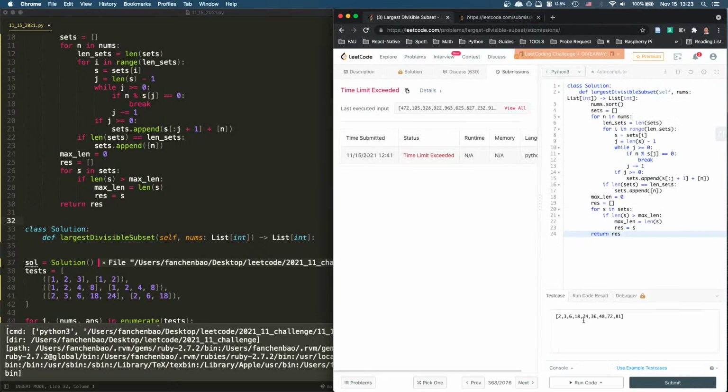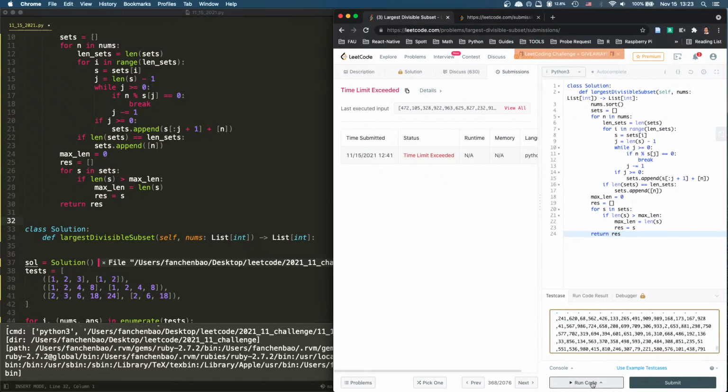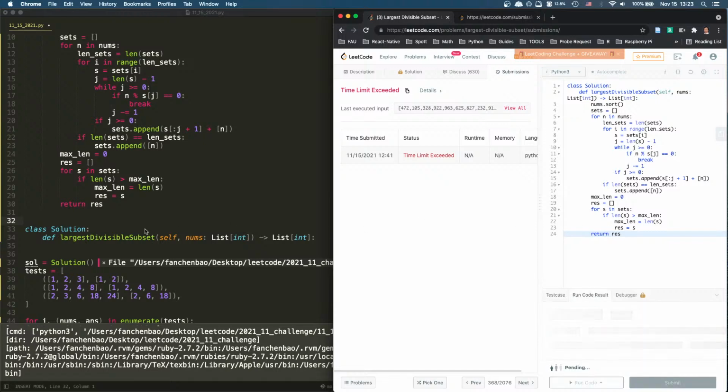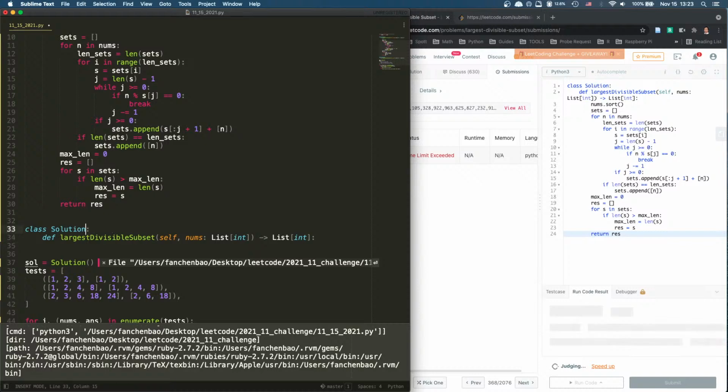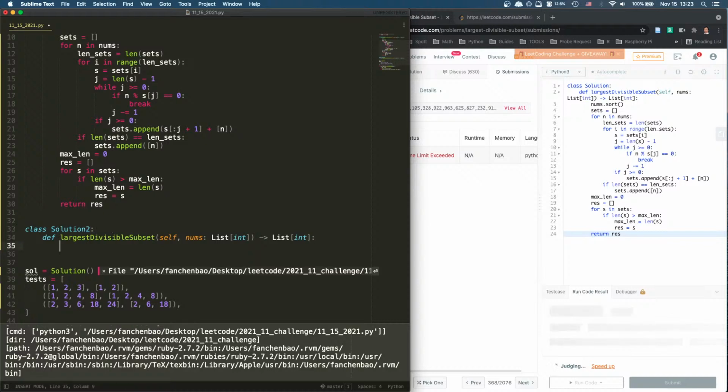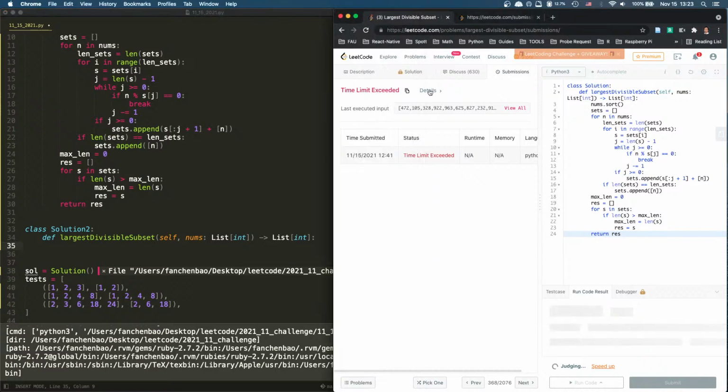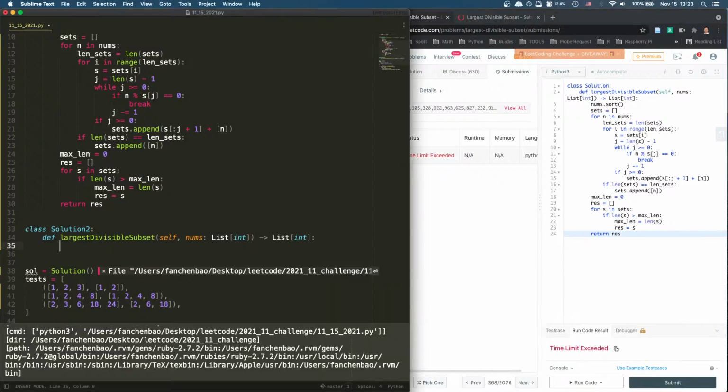Well, actually, I have to do it. Let's see how this one goes. All right. Oh wow, it times out on this one too. Jeez. How many did we pass? Yeah, timeout. All right, so this is the new scheme, right? The new scheme. We just need to find the largest divisible subset, all right?